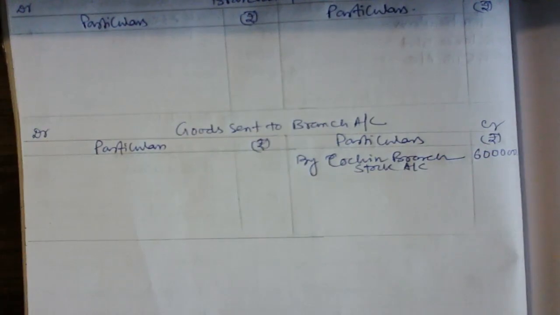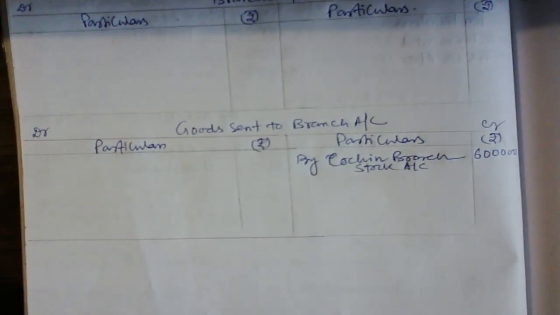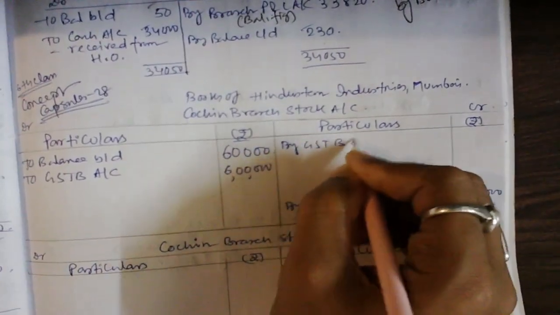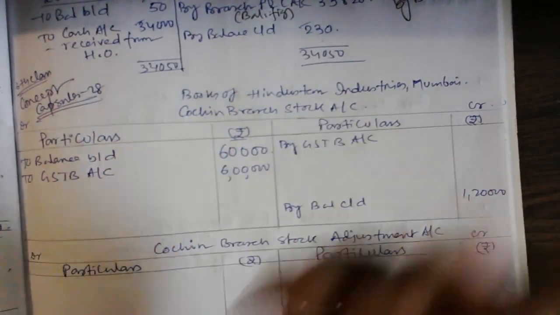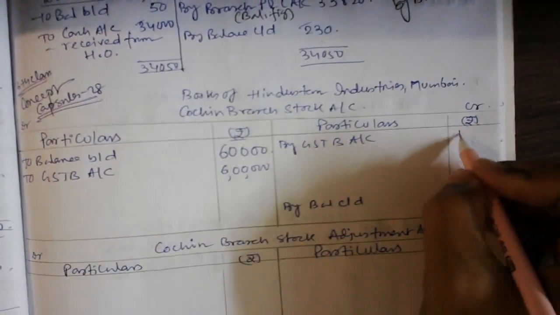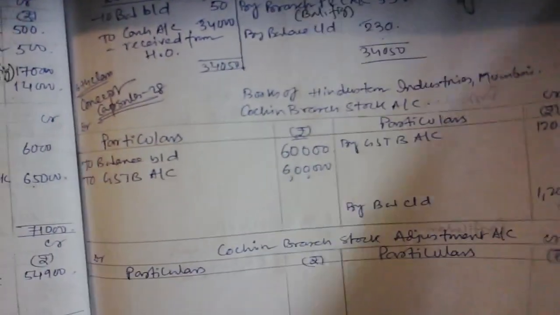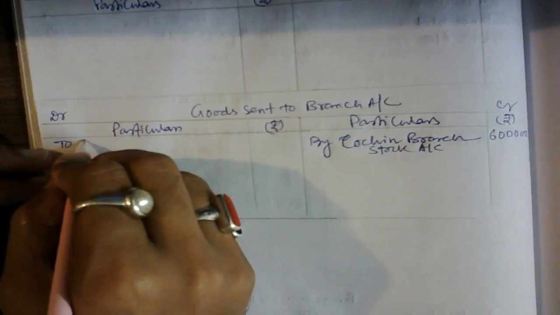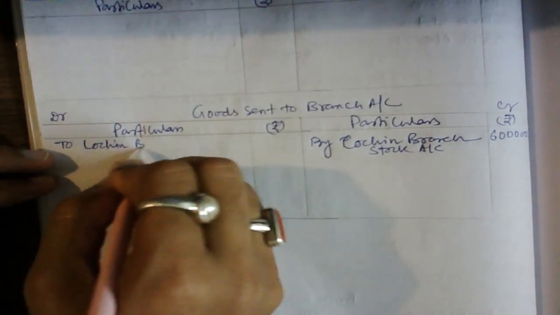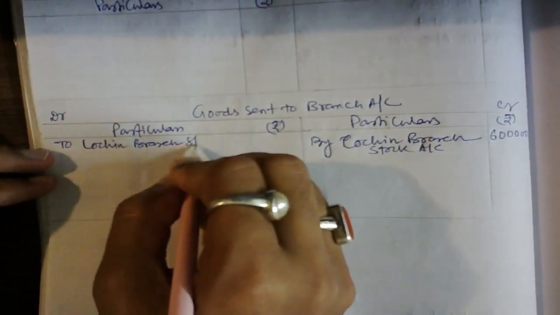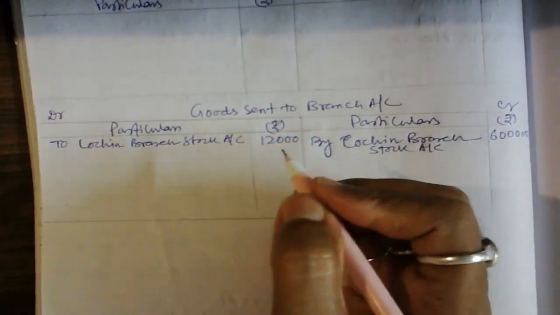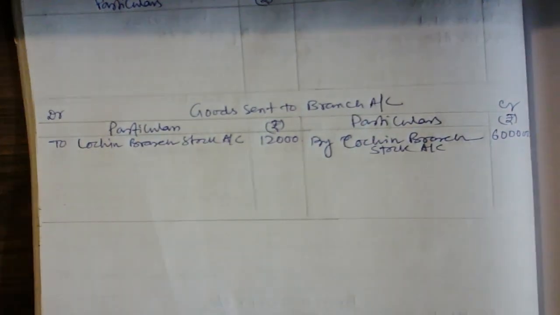at invoice price 12,000. So you have returned the goods to the HO at 12,000 rupees. Here we can do it by the goods sent to branch account, because the return entry is the inverse of goods received from the HO. So it's 12,000, and the same amount will be plotted in the goods sent to branch account to Cochin branch stock. Done, sir. This is what we have completed.